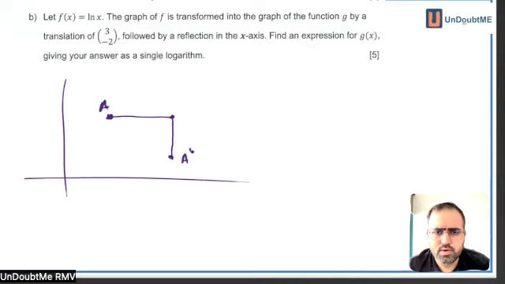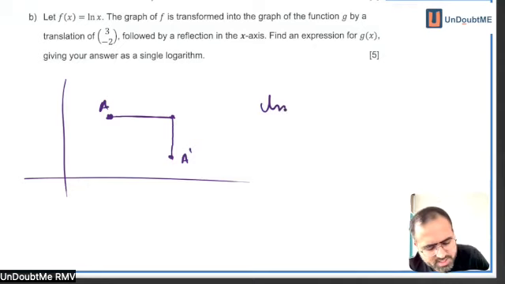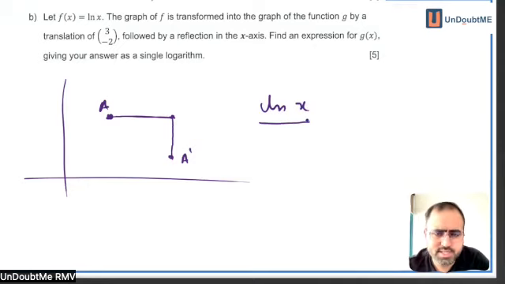Please understand that if it is shifted by 3 units to the right, what changes should I make in ln x? And if it is shifted 2 units down, what changes should I make? First of all, if anyone is not clear with what we are doing over here, you can ask. Then I will finally write the answer. So can you explain this again?